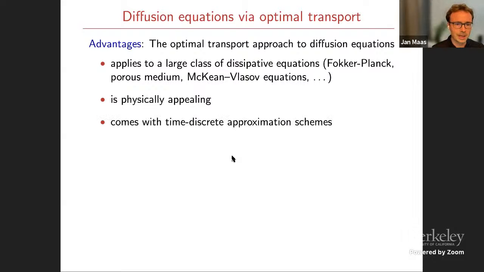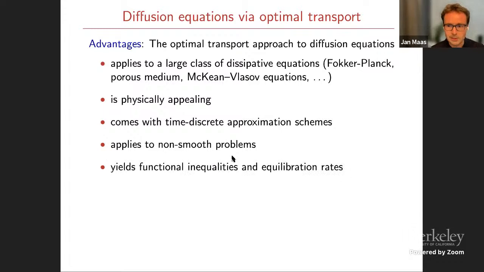It comes with good time discrete approximation schemes. I think a gradient flow structure gives you a natural way to write the time discretization. And also it applies to non-smooth problems. As you saw before, it applies to very general situations. It gives you interesting inequalities and estimates. So functional inequalities, connecting various quantities like entropy, Fisher information, Wasserstein metric. And it also gives information about speed of convergence to equilibrium, for instance, for porous medium equations.